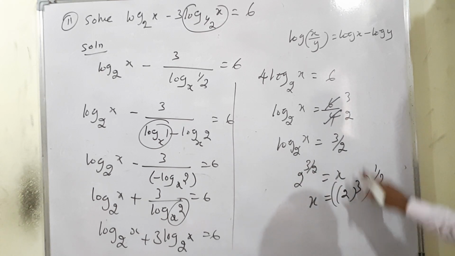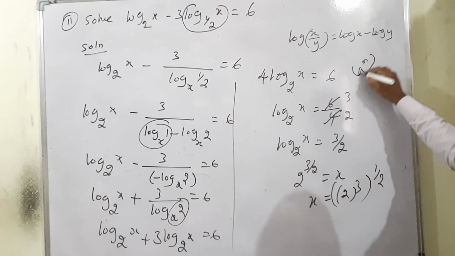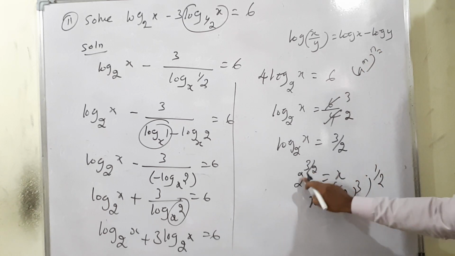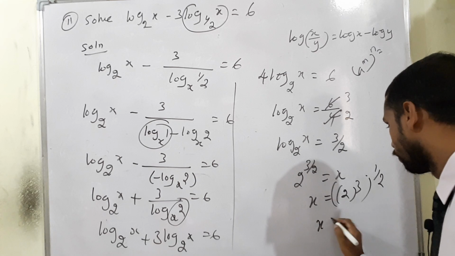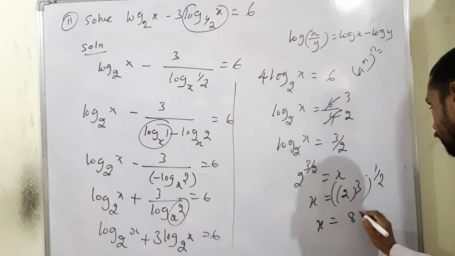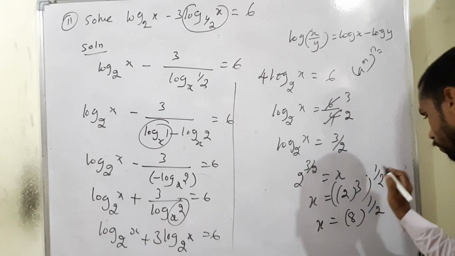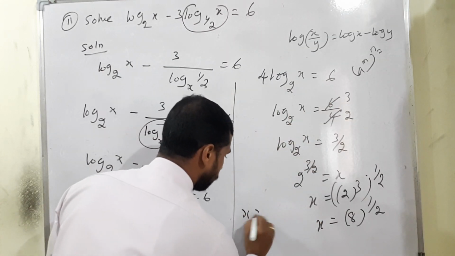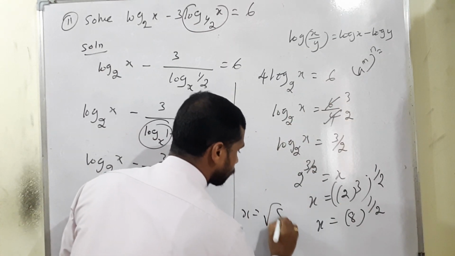According to the formula, a to the power m, the whole power n means a to the power m into n. So 3 into 1 by 2 means again the same value will be repeated. So x is equal to 2 power 3, which is 8, to the power of 1 by 2. Therefore, x is equal to 8 power 1 by 2, therefore square root of 8.